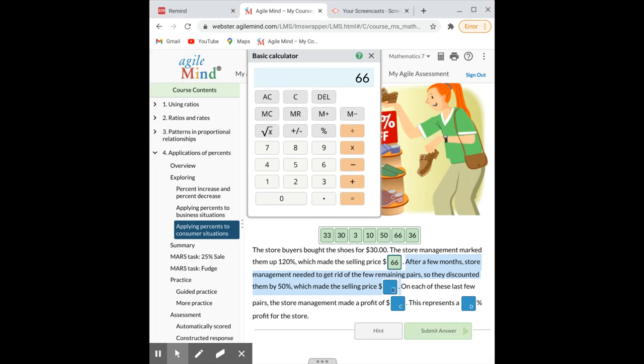All right, Kalia, help her out. 33. All right, how'd you get it? Because 66 divided by 2 is 33. There you go. Good deal. Now, if you couldn't figure it out that way, you could still do 66 minus 50%, and it would also be 33. So either way would have worked. That's great. Great job.